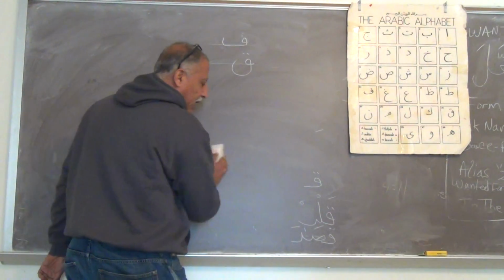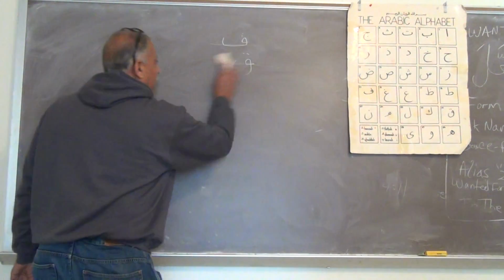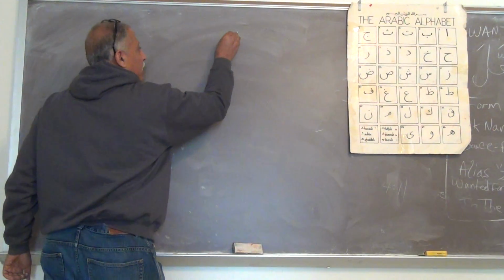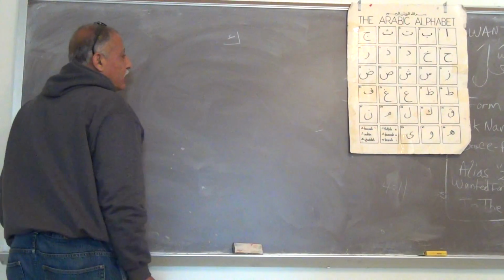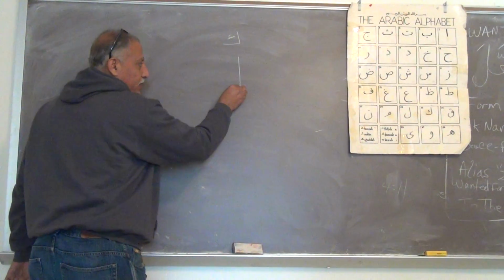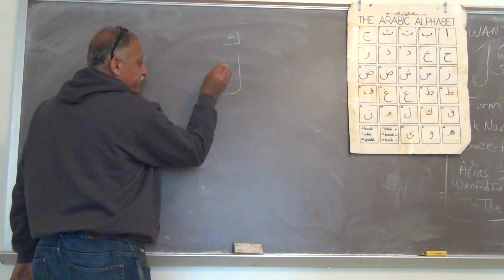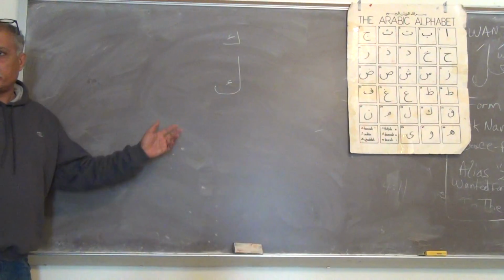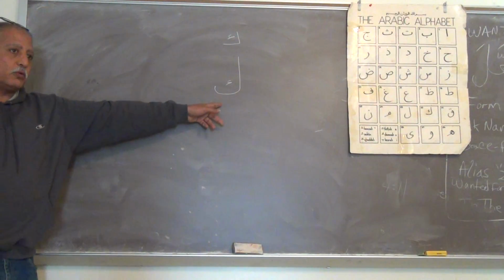The next letter is حرف الكاف. And this is how we write the حرف الكاف. It's a big line, a little half circle, then a hamza inside it. This is when the kaf is isolated. That's how we draw it or write it.